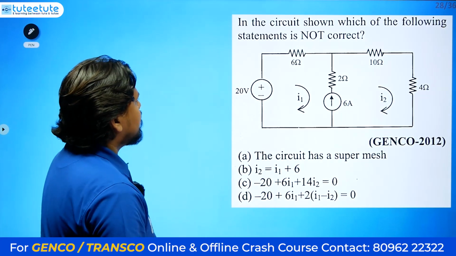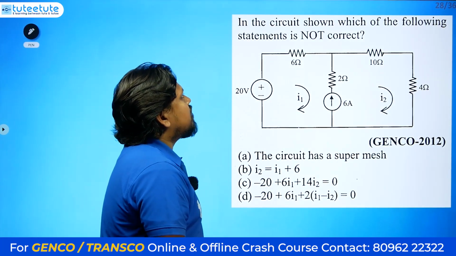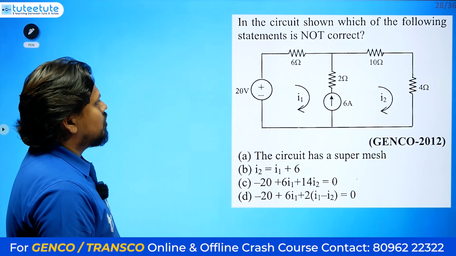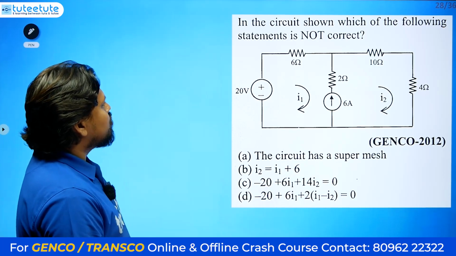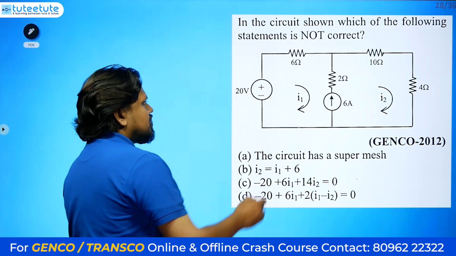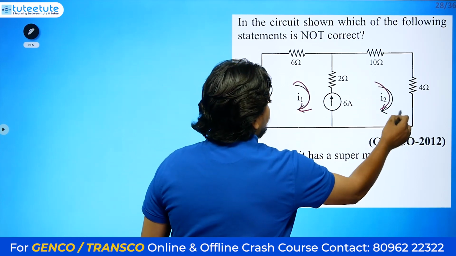Next question: in the circuit shown, which of the following statements is not correct? They are asking for the one that is not correct. The circuit has a super mesh. What is a super mesh? So this is the first mesh, this is the second mesh.